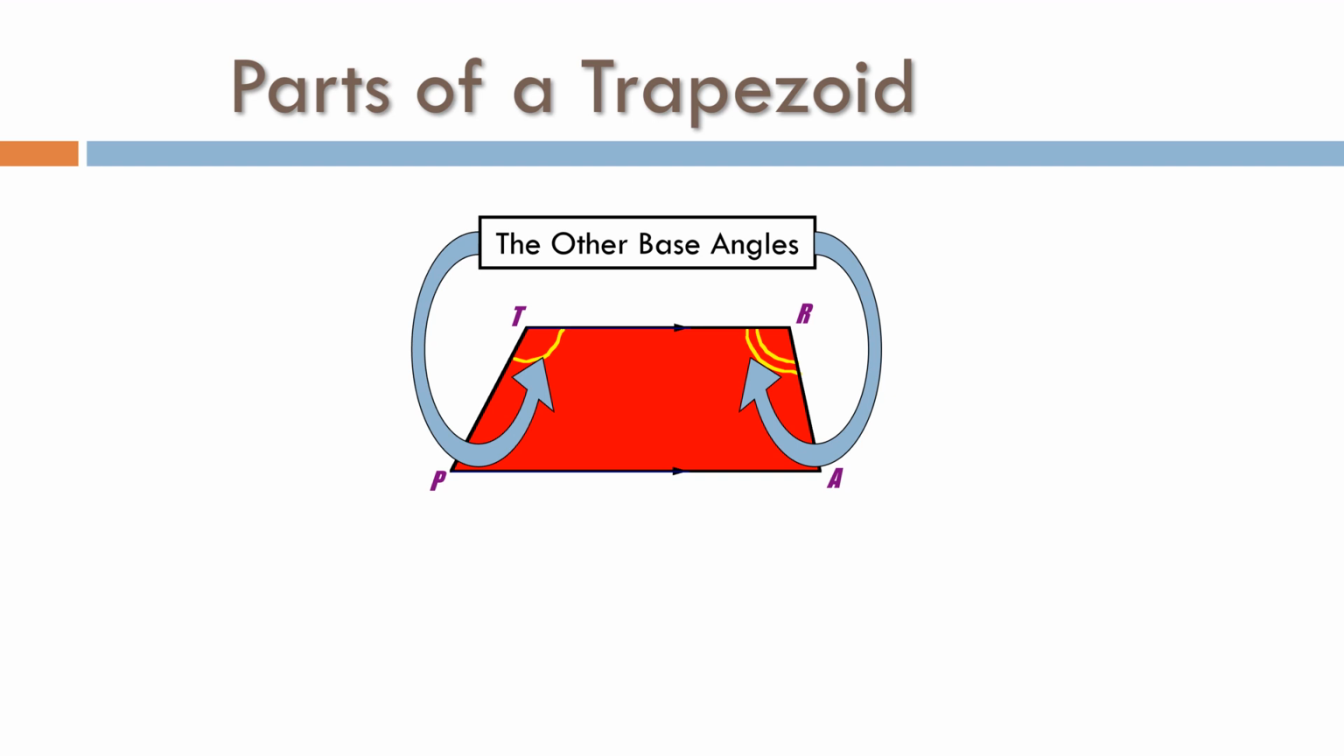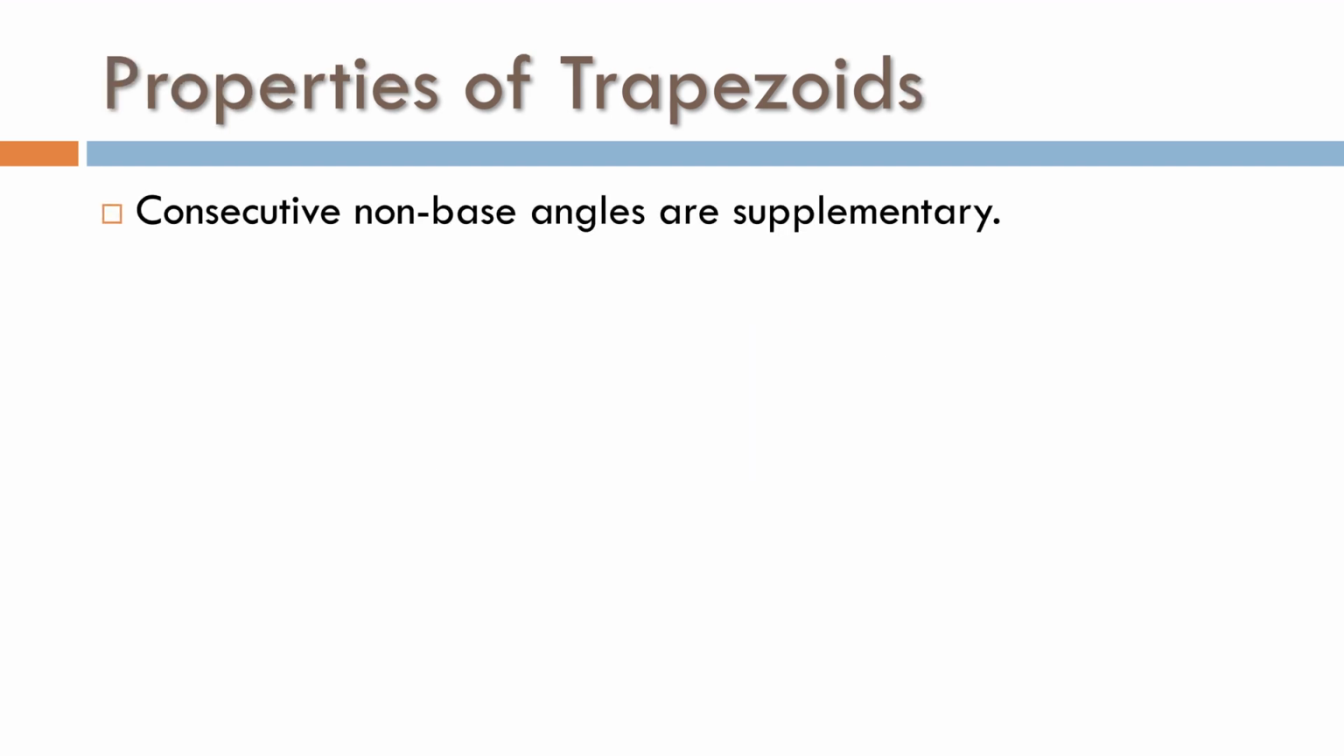By the way, what do we know about all four angles? Yeah, 360, good, because it is a quadrilateral. So we talked about a fancy way of saying what Dayan said: consecutive non-base angles are supplementary. You want to think about that as same side interior angles, however whatever is going to help you put that together with the trapezoid, we're okay.